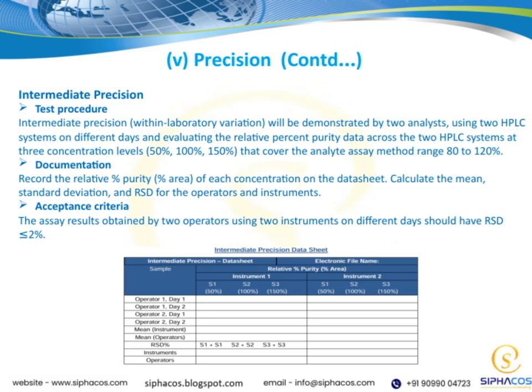The key acceptance criterion here is that the assay results from the 2 operators, using the 2 different instruments on different days, should have an RSD of 2% or less. This indicates that our method is precise enough for routine use.